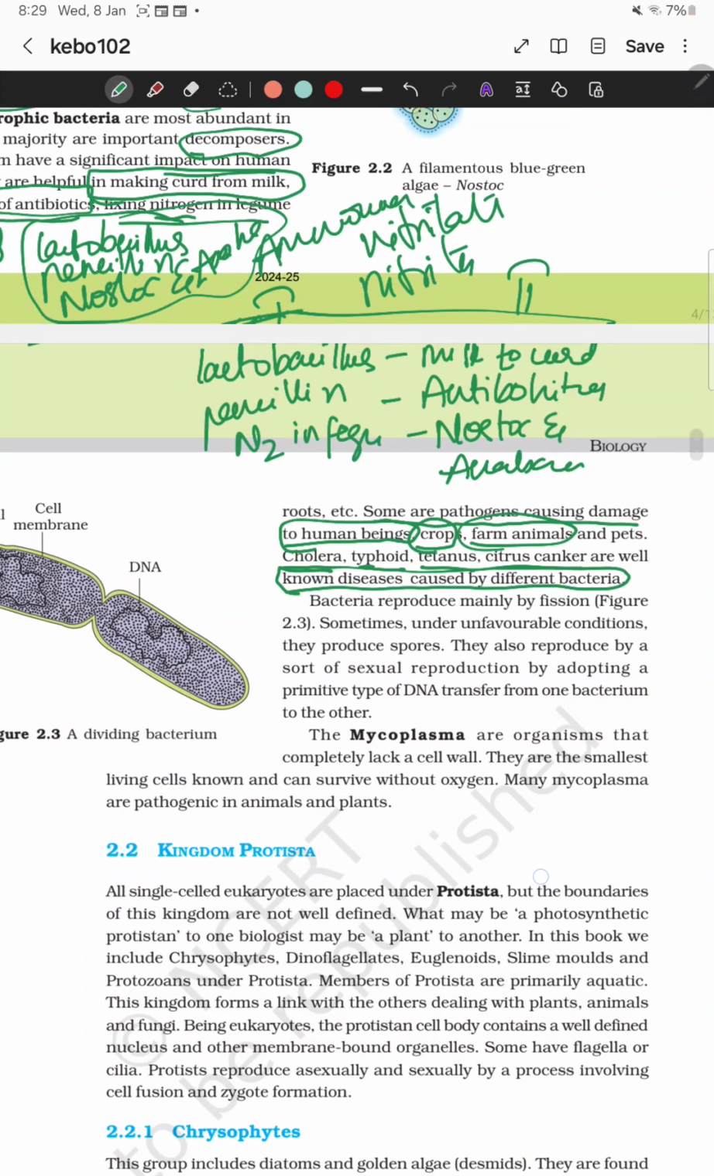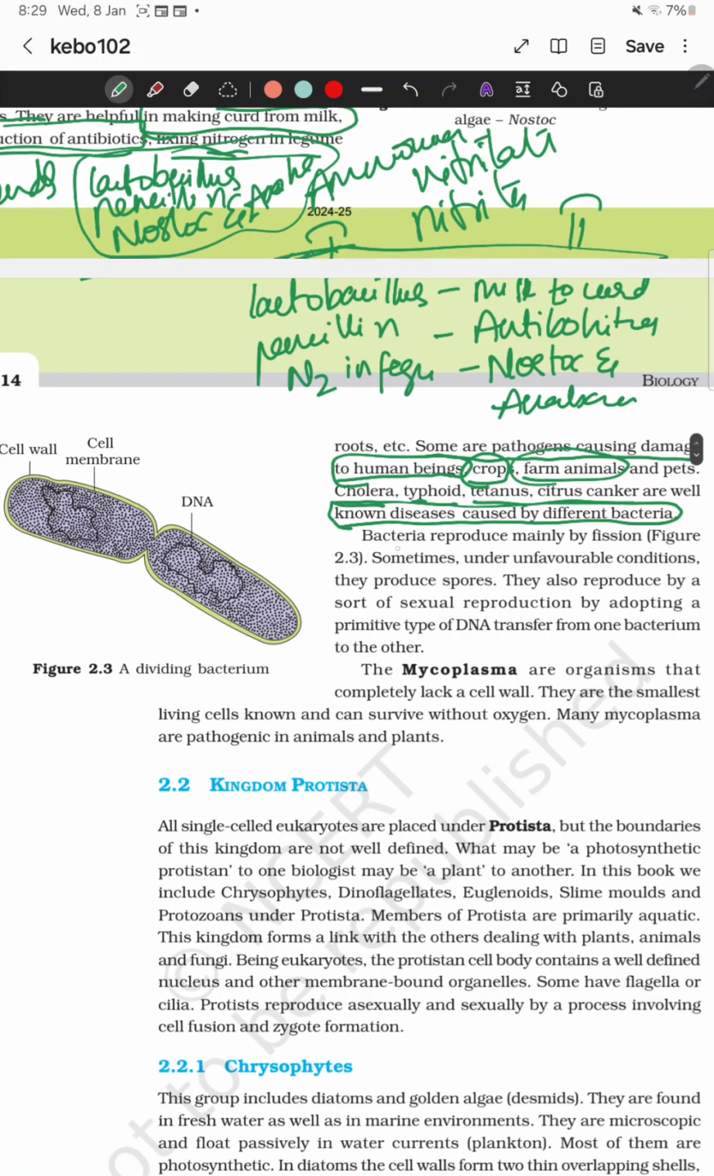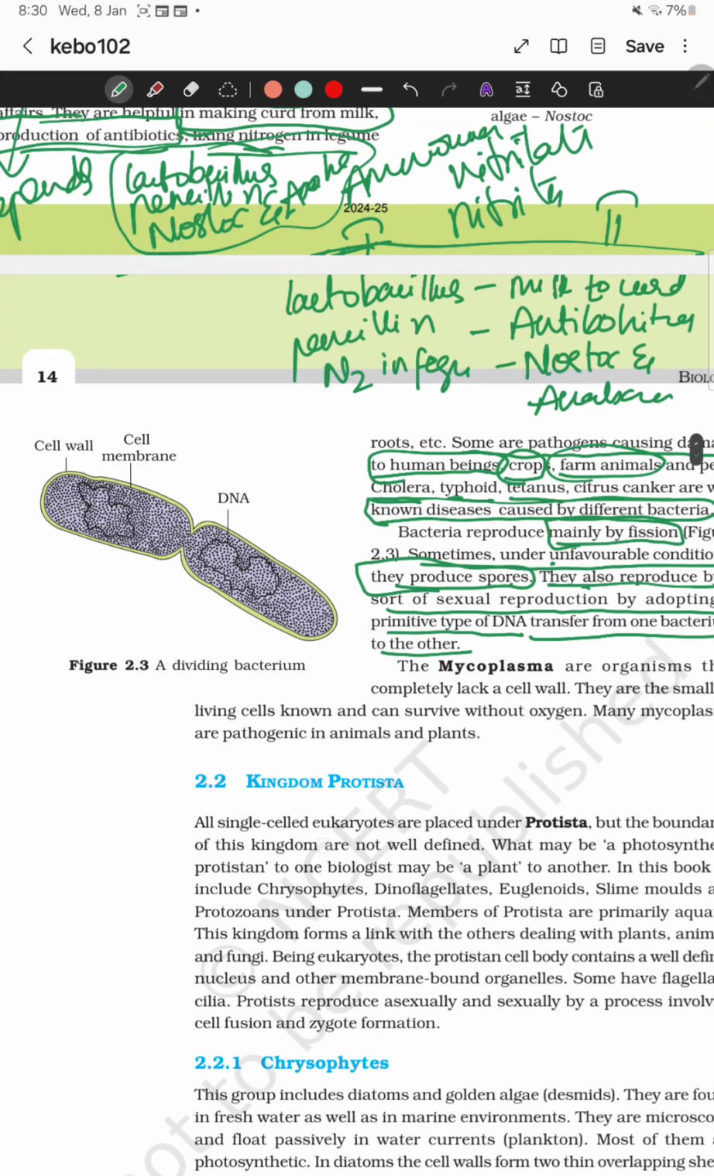Bacteria reproduce mainly by fission. It is a prokaryotic cell and the nucleus is absent. Sometimes under unfavorable conditions they produce spores. They also reproduce by a sort of sexual reproduction, adopting a primitive type of DNA transfer from one bacterium to another. Here we can see the diagram.